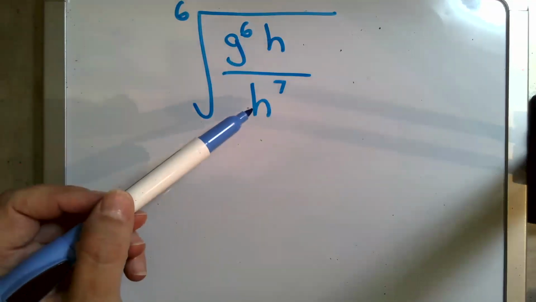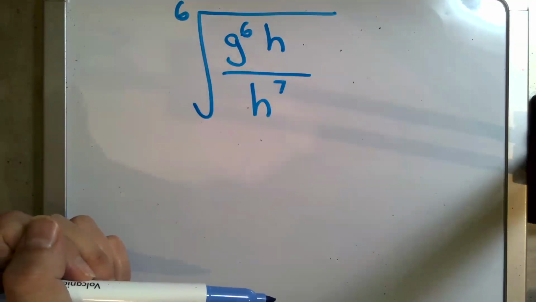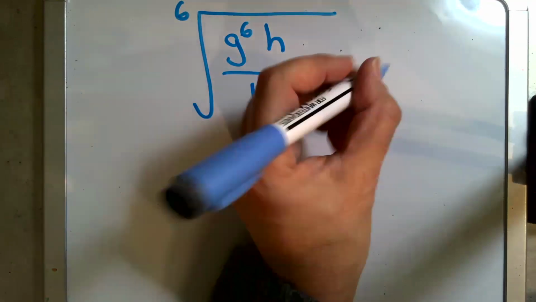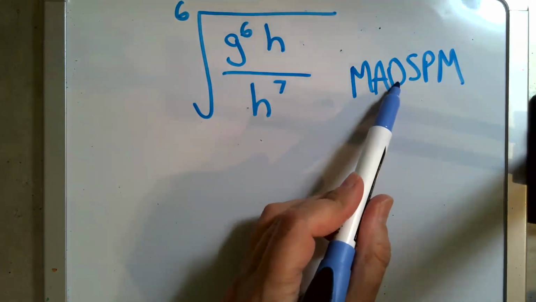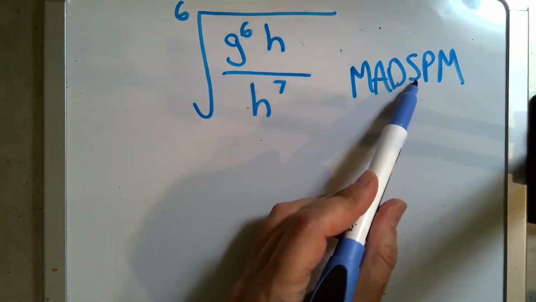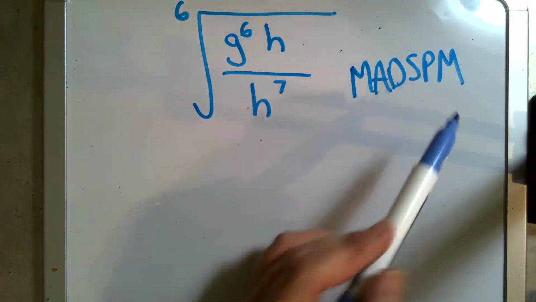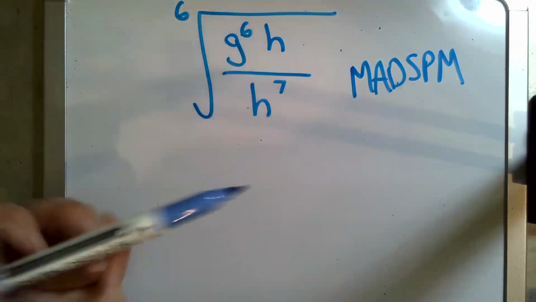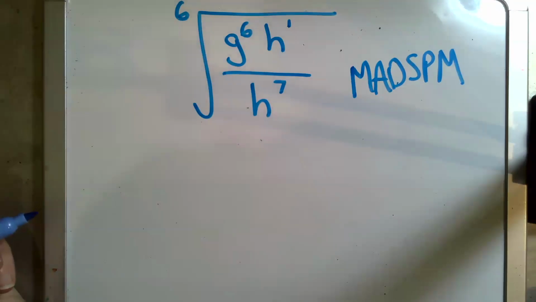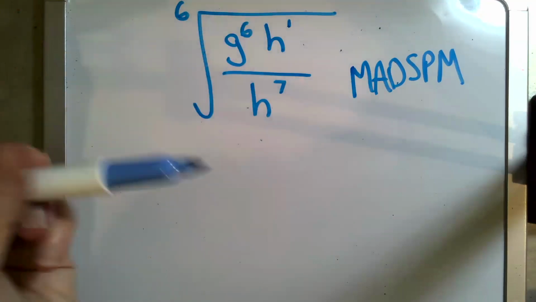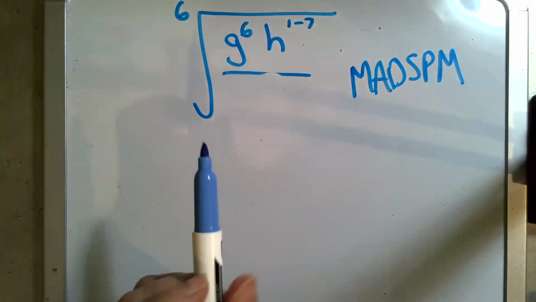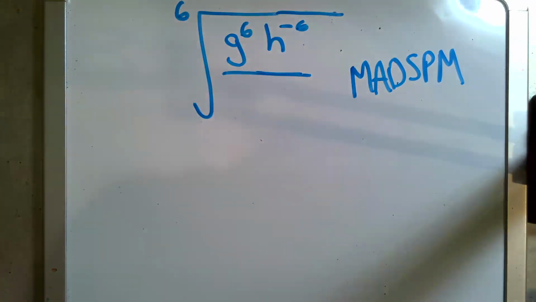H is being divided by h to the seventh. And don't forget our MAD SPAM acronym. If you've not seen this, go check out this video. But when we divide, we subtract the exponents. And then the other thing not to forget is h is really h to the 1. That's helpful in figuring out what to subtract. So division means subtraction. We have h to the 1 minus 7 or negative 6.